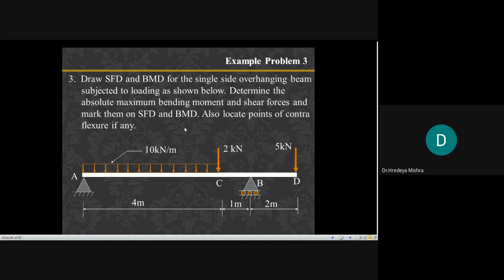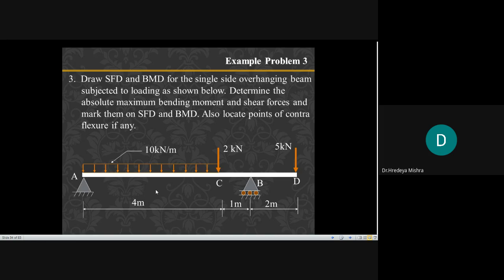So, just how to start solving the problem. So this is the one-sided overhanging problem here. So what happened? This is not a symmetry problem. So we don't solve this problem as in the previous one. So how are we going to solve this? So we have to first calculate the reactions. Okay, reaction at A, reaction at B. How many point loads are there? There are 2 point loads, and one UDL is applied here.